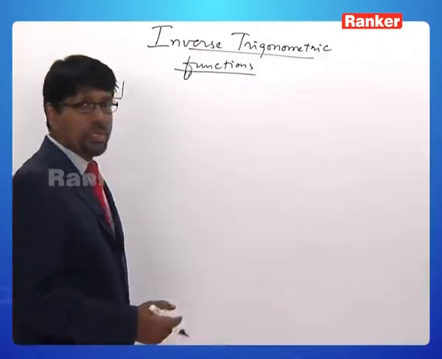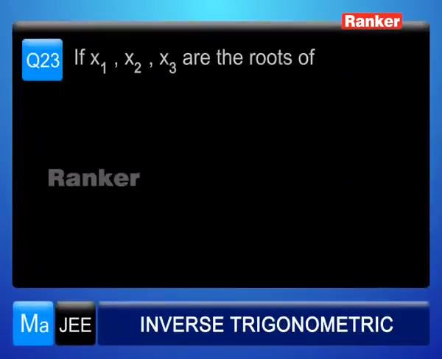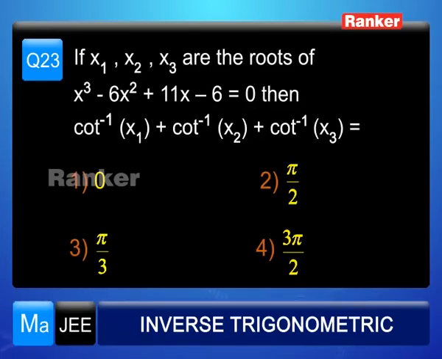So let's move to the next question, question number 23. If x1, x2, x3 are the roots of x cubed minus 6x squared plus 11x minus 6 equal to 0, then cot inverse x1 plus cot inverse x2 plus cot inverse of x3 is equal to, first option 0, second option pi by 2, third option pi by 3, fourth option 3 pi by 2.